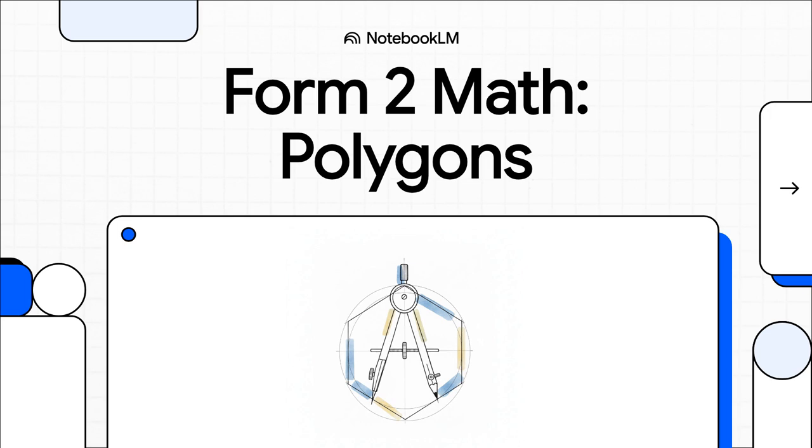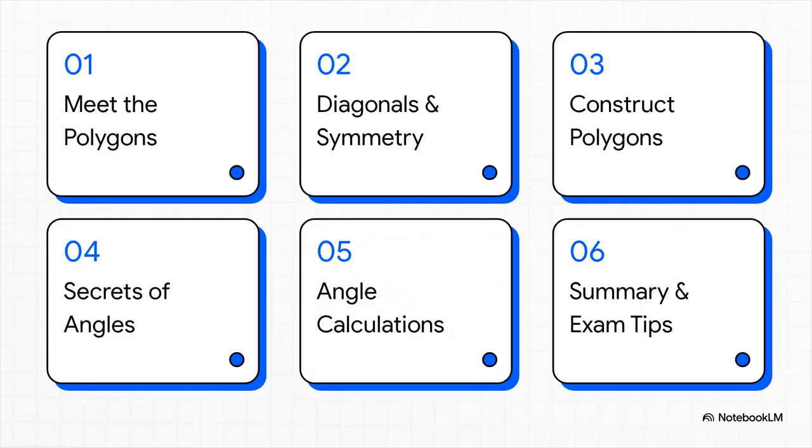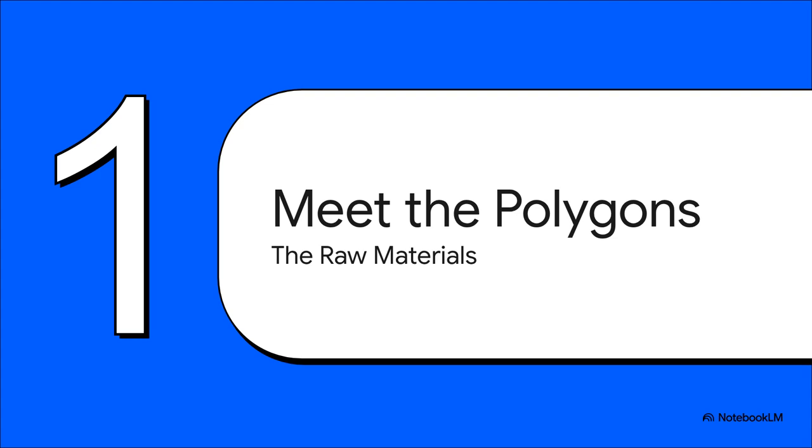Geometry really doesn't have to be intimidating when you break it down, and that's exactly what we're going to do today. To keep things perfectly organized, we'll build our knowledge step by step through 6 main sections. Meet the polygons, diagonals and symmetry rules, constructing regular polygons, the secrets of angles, step-by-step angle calculations, and finally, a summary with exam tips.